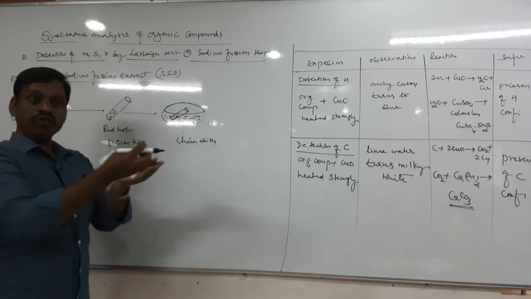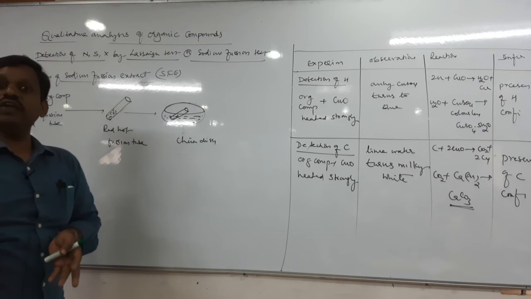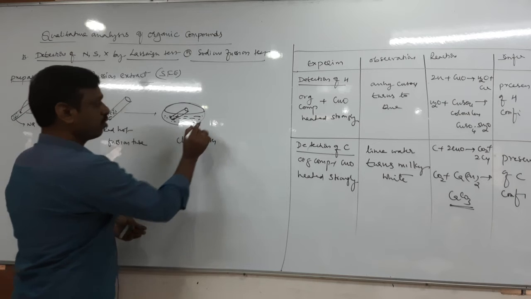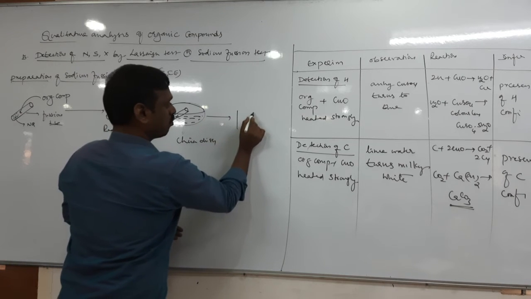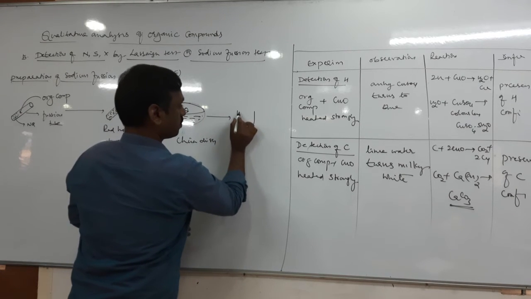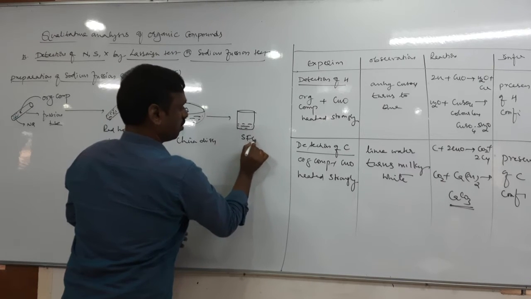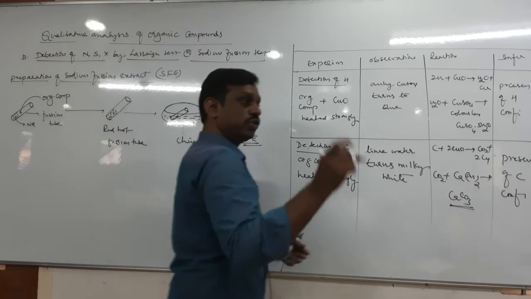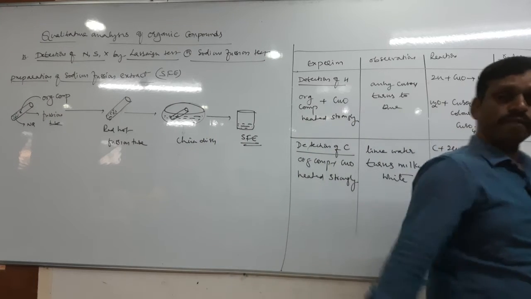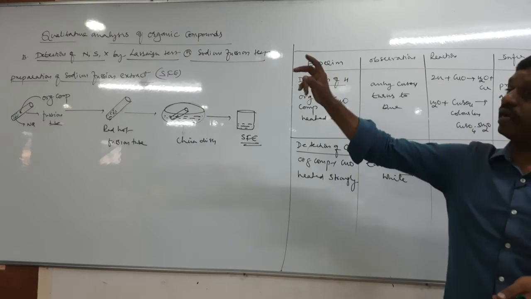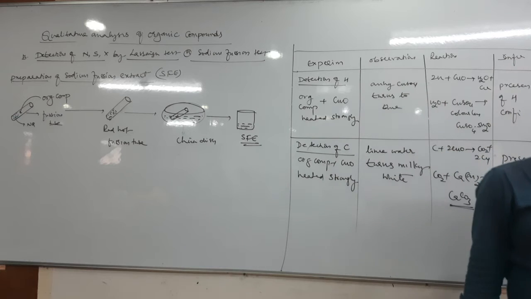Then whatever filtrate comes now, that filtrate is called sodium fusion extract. That filtrate is separated in a beaker. It is SFE. Now this SFE is used to detect three elements: nitrogen, sulfur, and all halogens, chlorine, bromine, iodine.